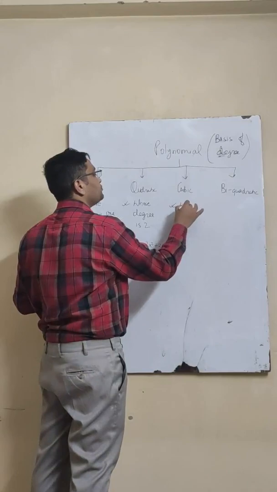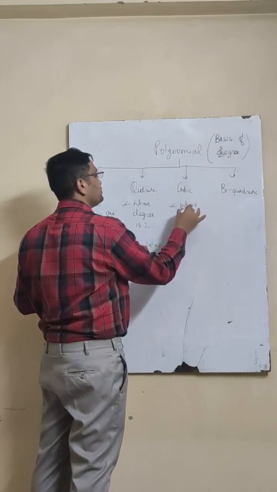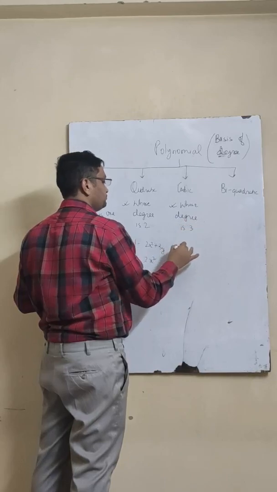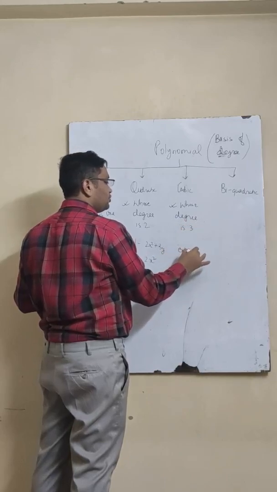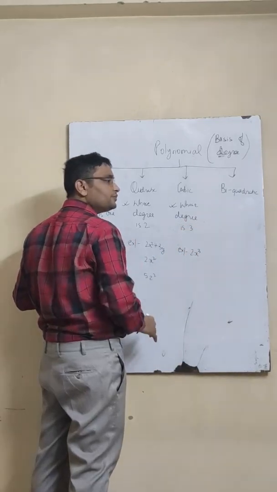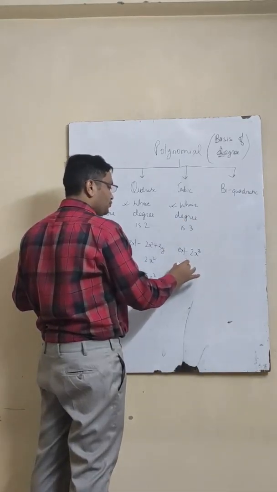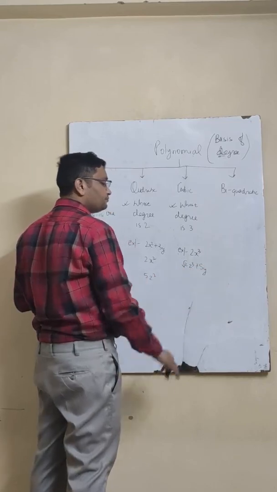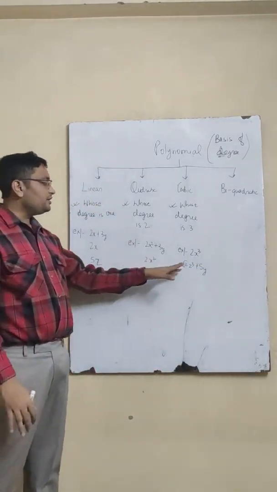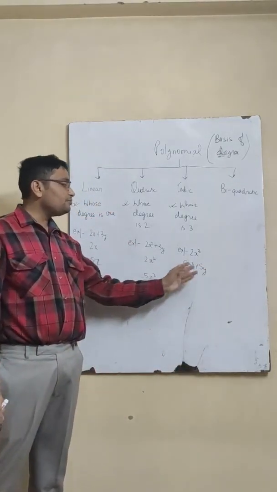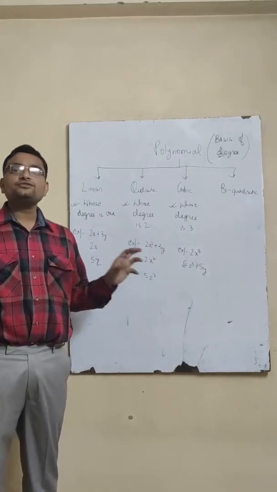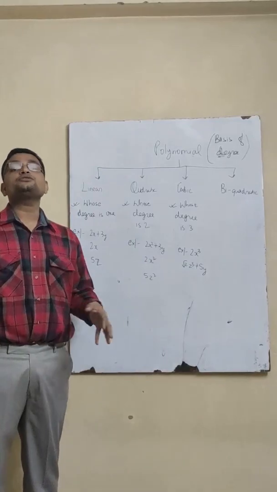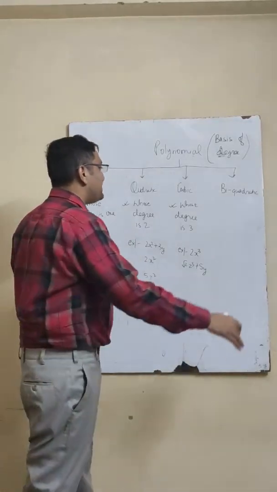Now cubic polynomial is one whose degree is 3. Example, 2x to the power 3, root 2 z to the power 3 plus 5y. Here there are two variables, but the highest power of the given variable is 3. So the degree of this polynomial is 3, and thus it is called a cubic polynomial.